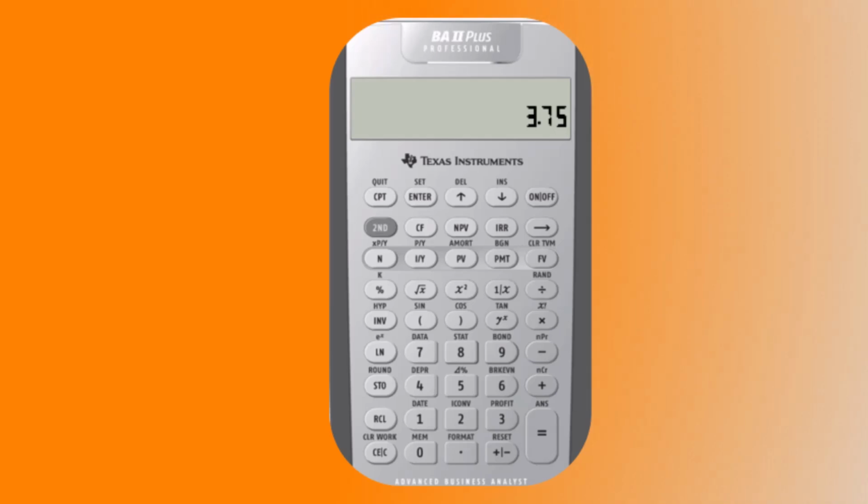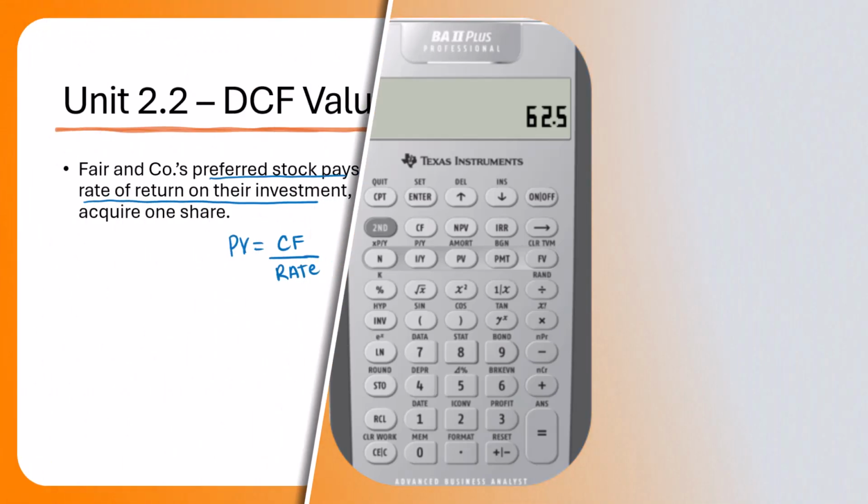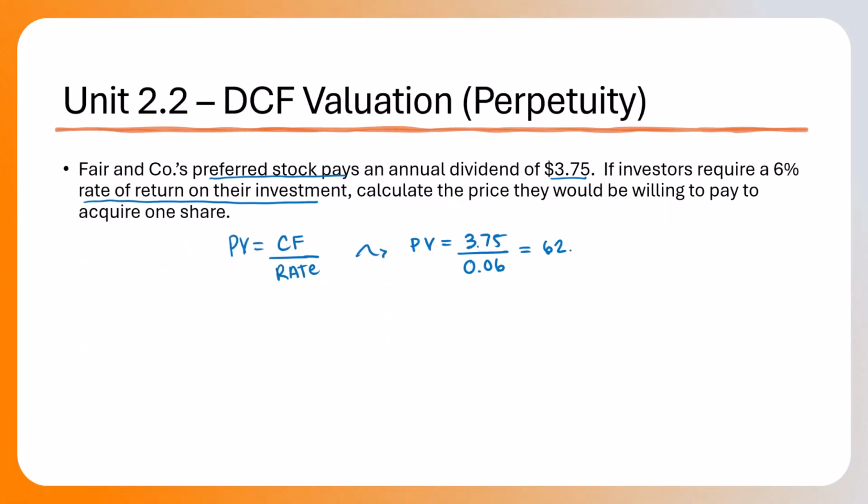So in the calculator, I'll type 3.75. I'm going to teach you a little trick here. I'm going to hit the 6 because it's 6%, and then I'm going to hit the percent button. It will convert it to a percent for me. There's no error in converting the percentage to decimal now. And I'll just hit the equal sign. An individual investor would be willing to pay $62.50 to acquire one share of this preferred stock because it pays $3.75 per year in perpetuity forever.